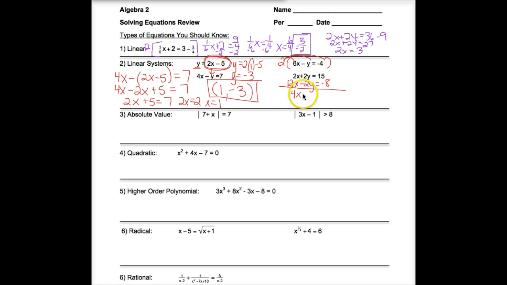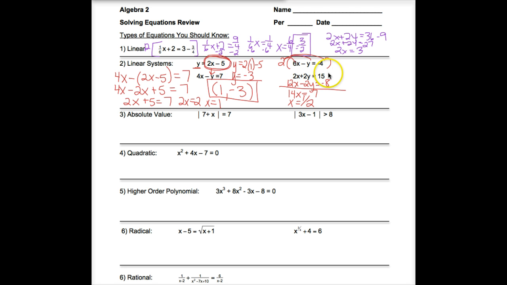14x, the y's cancel. I get 7 over here. Divide by 14, be careful. It's 7/14, not 14/7. X is 1/2, not 2. So once I have that, then just like in the other method, I plug it back in and solve. So it doesn't matter which one you plug it into.